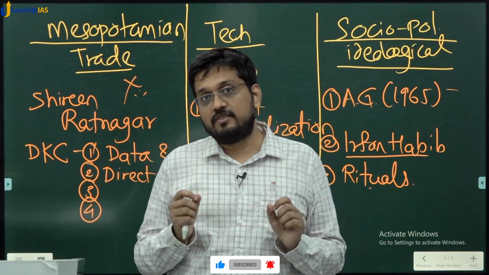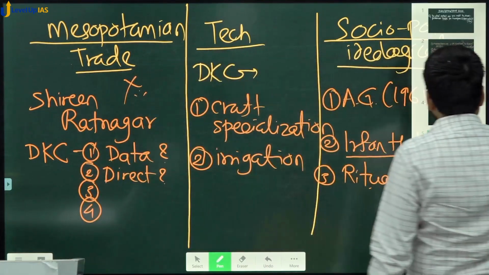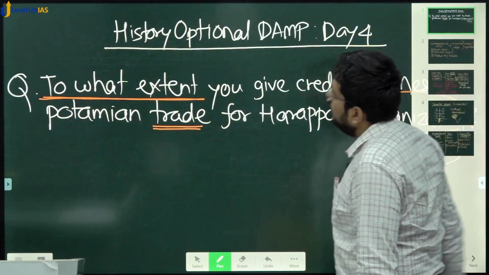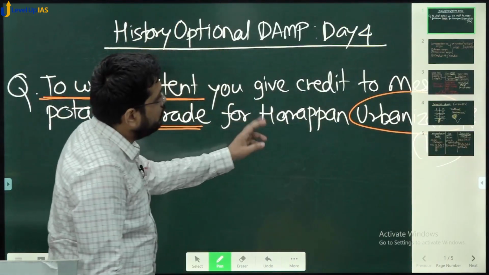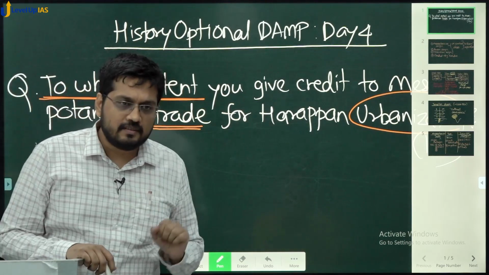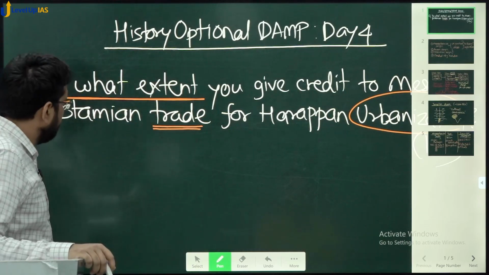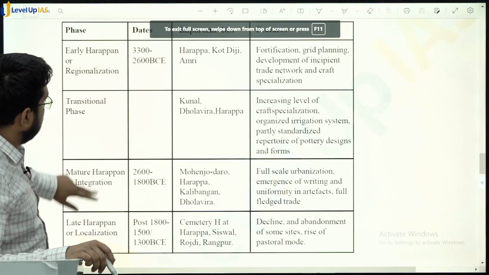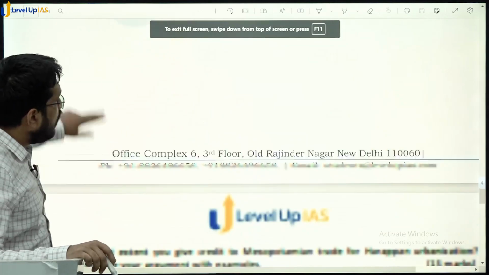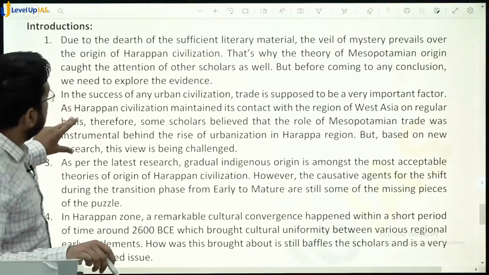Now come back to the question and look at the question very closely. To what extent do you give credit to Mesopotamian trade for Harappan urbanization? Now the picture is quite clear. Let us try to solve the question. I have some ideas here. How would I introduce this question? I have come up with 3-4 introductions.